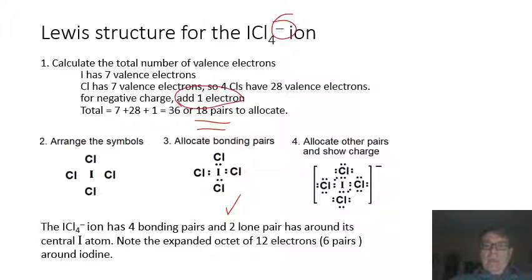And notice this time we have to add another two pairs of electrons around the center atom, because we've got another two left over after we've added the lone pairs on the chlorines. So this ion has 4 bonding pairs and 2 lone pairs around its central iodine atom.